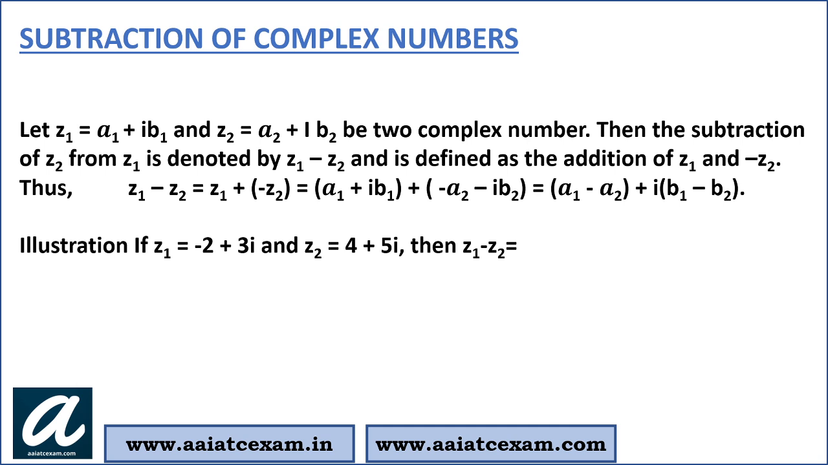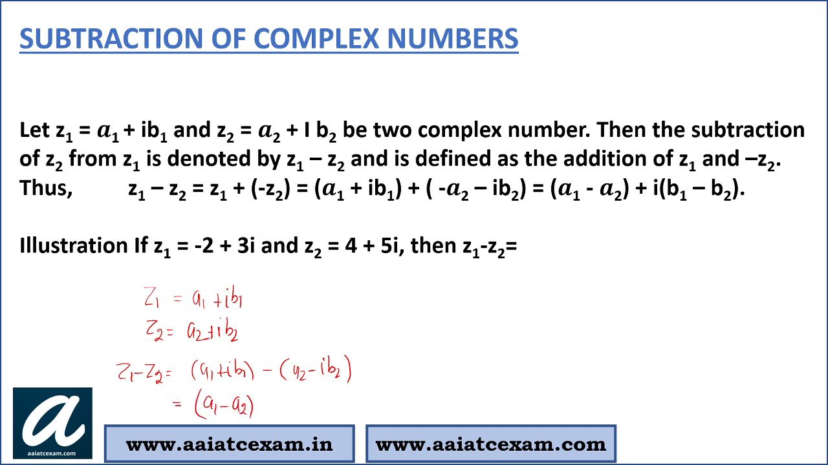Now what do you mean by subtraction of complex numbers? Consider, students, you have a1 plus iota b1, and the second number is a2 plus iota b2. When you're subtracting these two numbers, it is just like addition. So you will write a1 plus iota b1 minus a2 minus iota b2. Students, this will be equal to a1 minus a2.